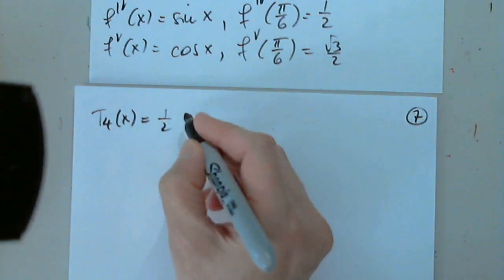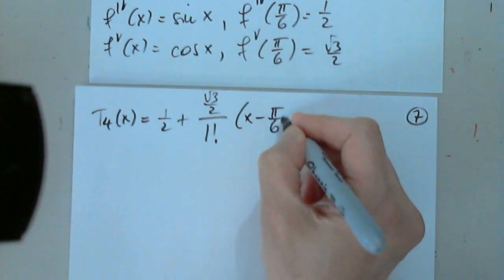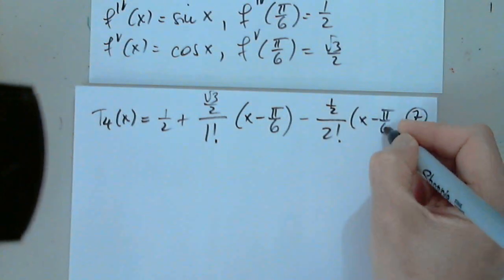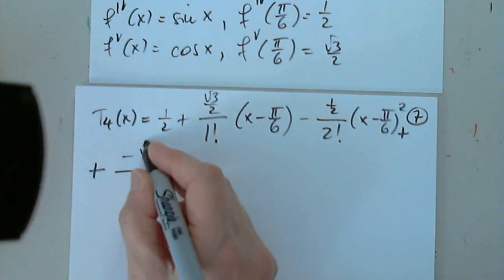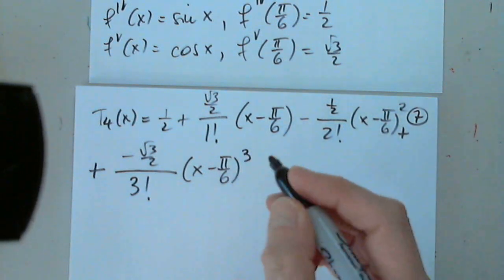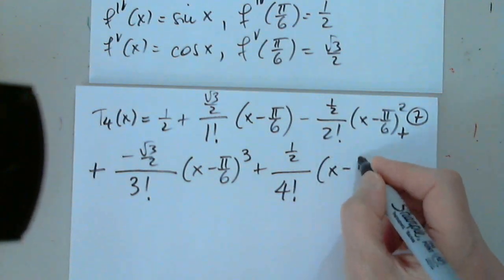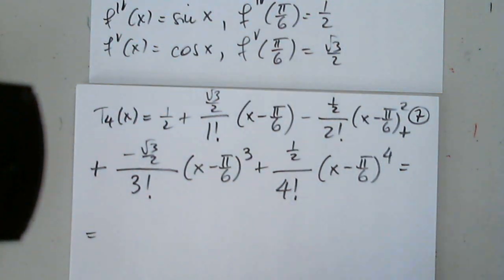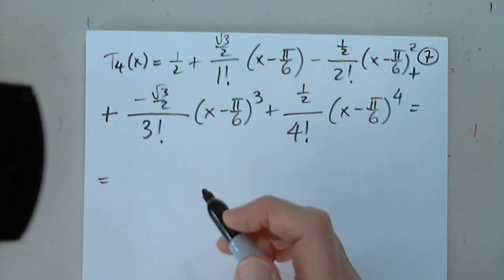as 1/2 plus the square root of 3 over 2 over 1 factorial, x minus pi over 6, minus 1/2 over 2 factorial, x minus pi over 6 squared, plus negative the square root of 3 over 2 over 3 factorial, x minus pi over 6 to the third power, plus 1/2 over 4 factorial, x minus pi over 6 to the fourth power. Okay, let's try and clean it up a little bit. I'm going to move this page over. Good. So let's see what we get.